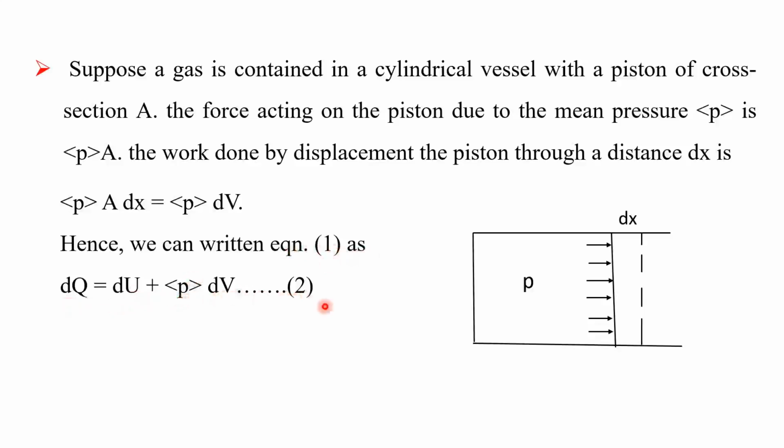That is equation 2. This is the first law of thermodynamics. Here P is the pressure and dx is the distance through which the piston is displaced, applying work done.